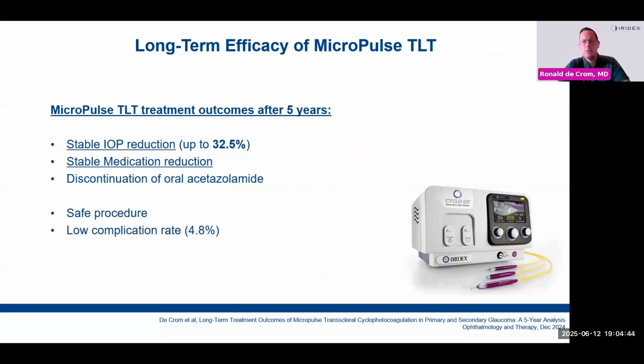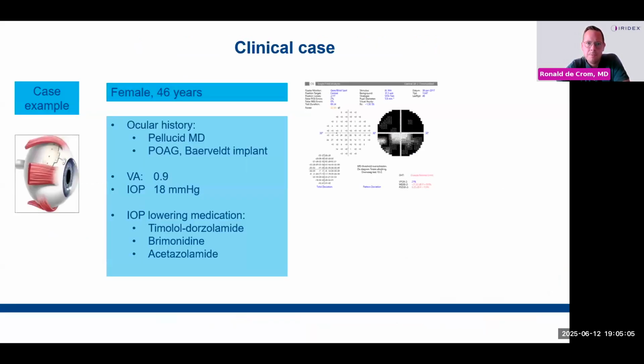So if we look at the results of the 5 year, we can still see that in a large proportion of our patients, we can get stable IOP reduction up to more than 30% in combination with also a stable medication reduction. And also in our cohort, it was a very safe procedure with a low complication rate.